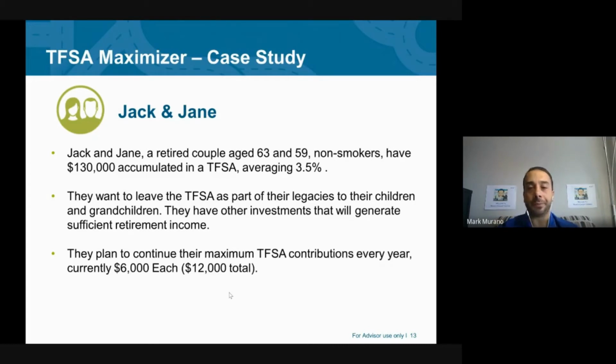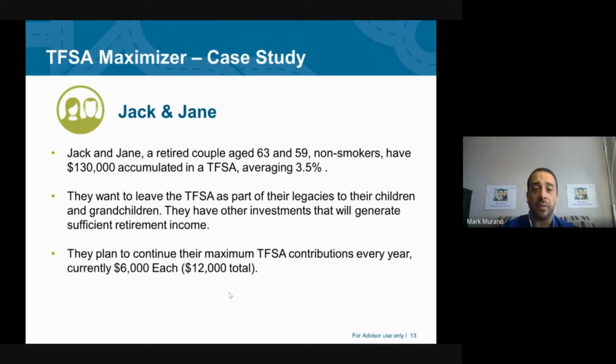So Jack and Jane. So standard Canadian couple. They are 63 and 59 respectively, non-smokers. And they have been depositing their max or close to maximum deposit in the TFSA. And they currently have accumulated between the two of them $130,000 of money. So really, if you look at the overall deposits they've put in, they're not getting much growth whatsoever in that they both had 60-some-odd thousand of room. They're averaging about a 3.5% rate of return, so nothing extraordinary on their recent returns.